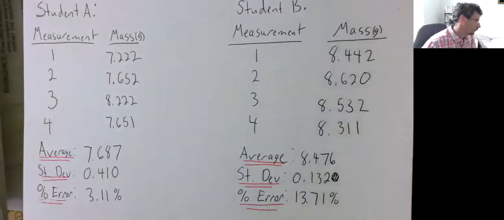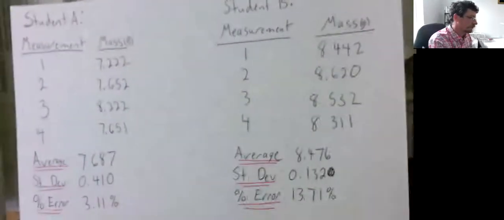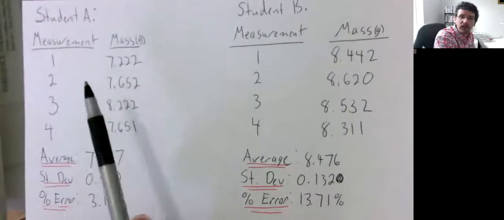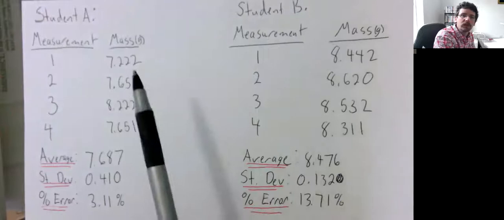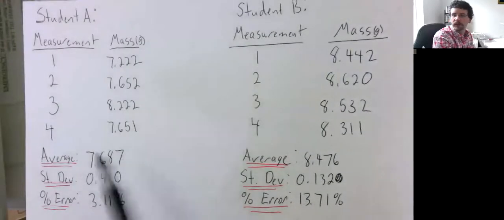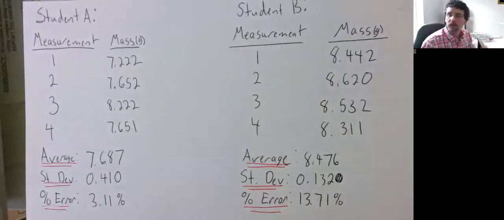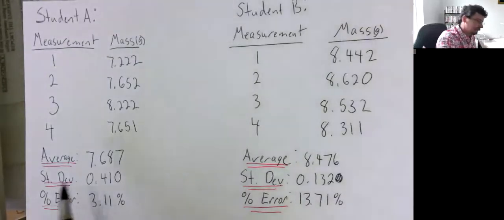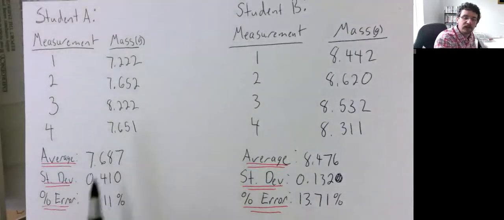So in front of you, what you see are two sets of data, one for student A and one for student B. We have the measurements, so they're taking the mass of some sort of object, and there are some statistics down here. We have an average, a standard deviation, and a percent error.